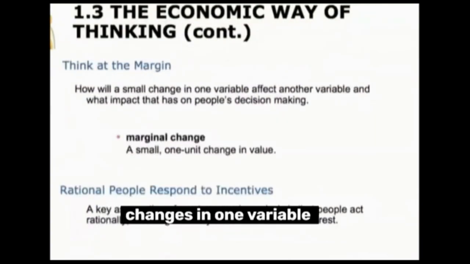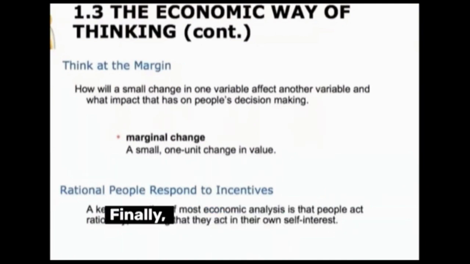Economists also look at small changes in one variable and how that small change affects another variable. We call this a marginal change. In other words, a small or one-unit change in a value. For example, how much more will you earn if you work for another hour? That's a marginal change in your labor input, and we try to figure out how that affects your income. By looking at small changes, we're able to refine our analysis and become much better at looking at how people make choices. Finally, we assume that rational people respond to incentives.